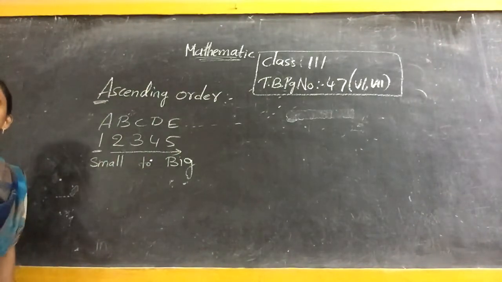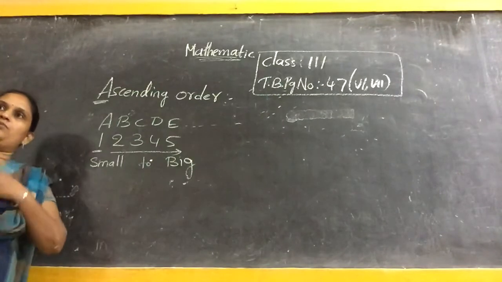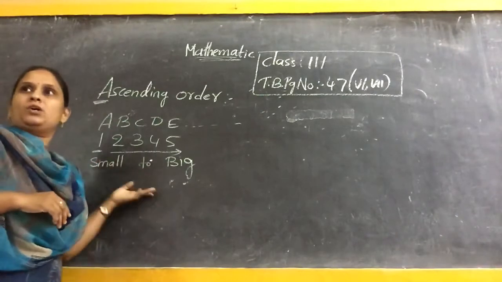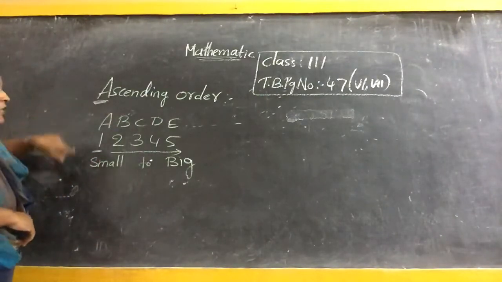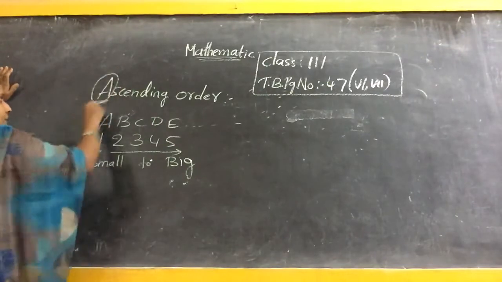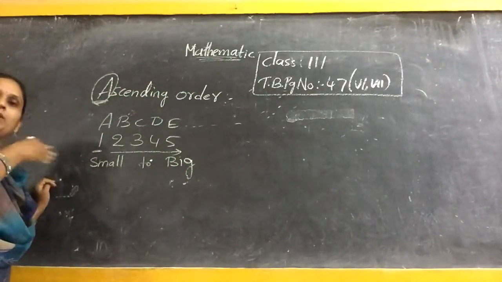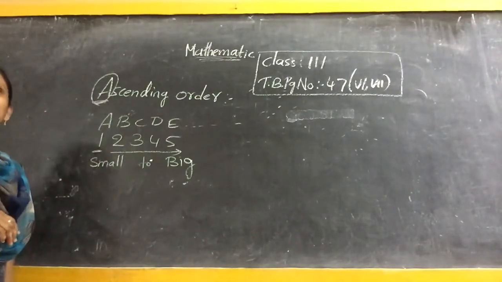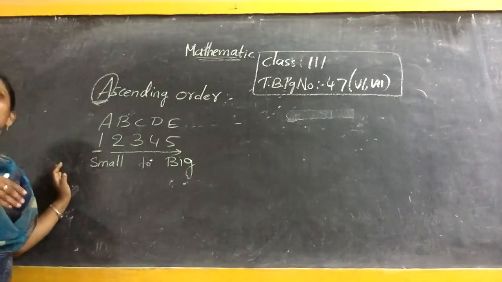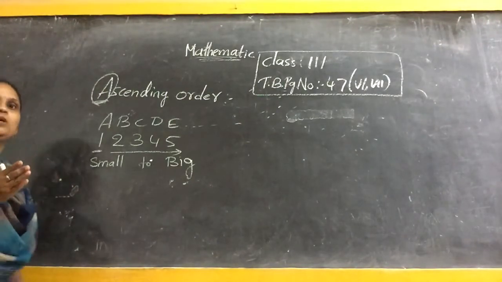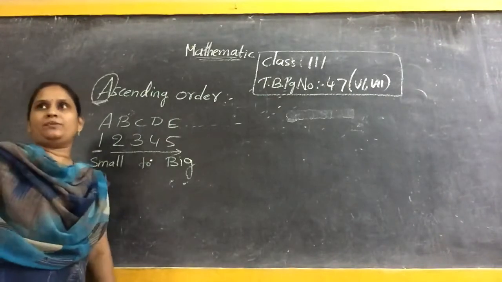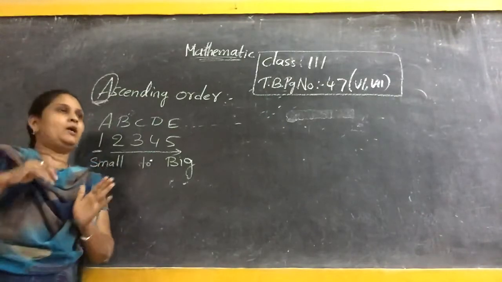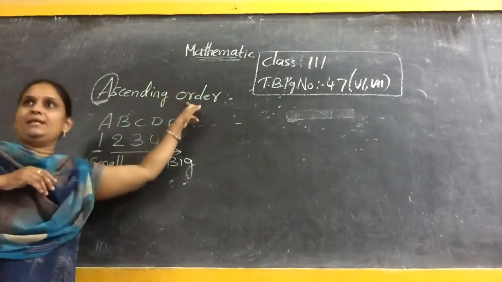Ascending order means from 0, 1, 2, 3, 4, 5, 6, 7 like that. From small number to big number, arranging in order will be called an ascending order. So don't forget, children, A, B, C, D. A, B, C, D. 1, 2, 3, 4, 5. You have to remember. A is the starting letter, and 1, 2, 3, 4 are the starting numbers. So if you are writing 1, 2, 3, 4, 5, that will be called small number to big number. That comes under the ascending order.